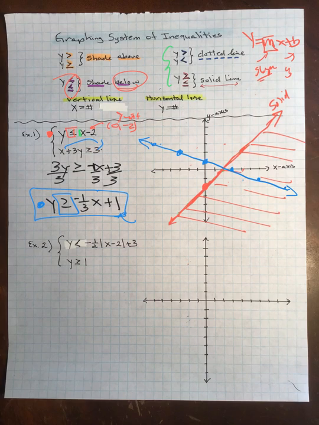And now we have to shade. So it says y is greater than, and if it's greater than or equal to, we shade above the line. So we should be shading above that line. So anything in blue is actually going to work for the blue equation.